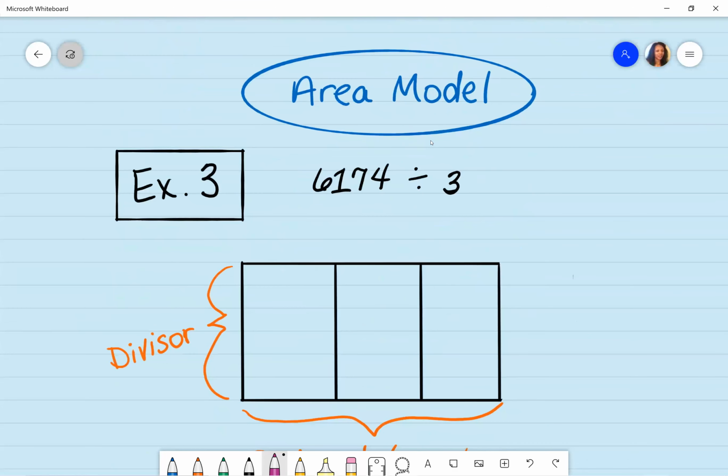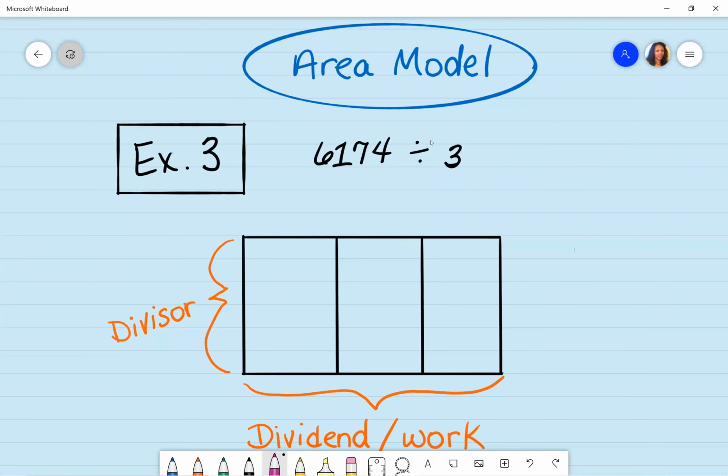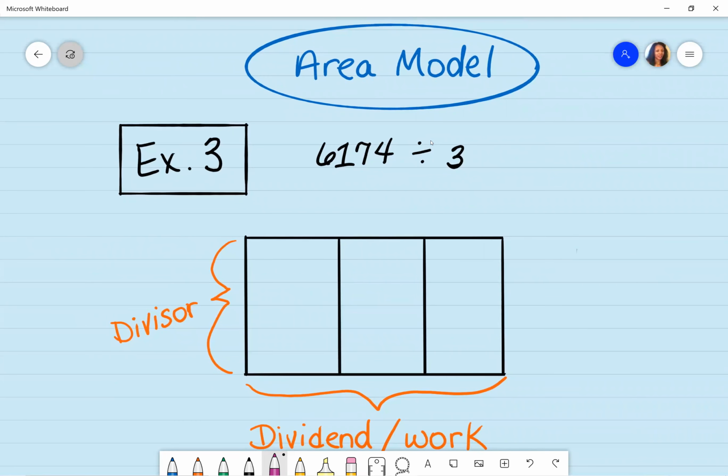That's okay. Once you get to high school, it'll make more sense. All right, the last example we're going to discuss is the area model. And for those elementary teachers who teach this differently, please don't come for me. I'm a high school teacher trying to help my son here.